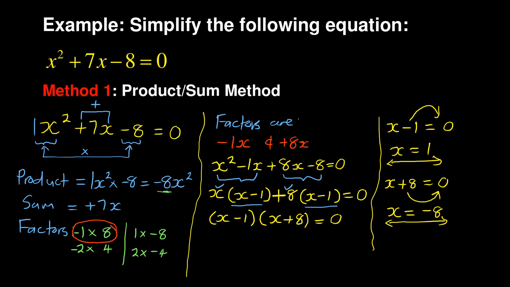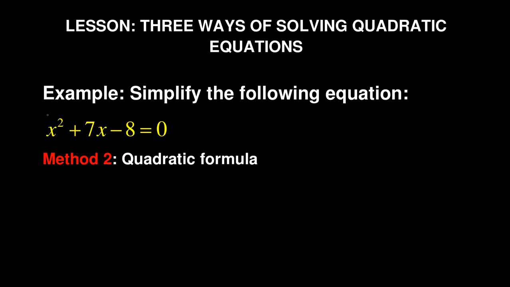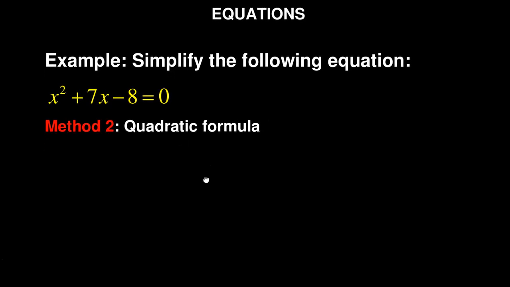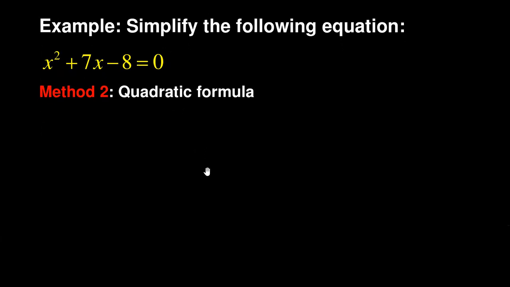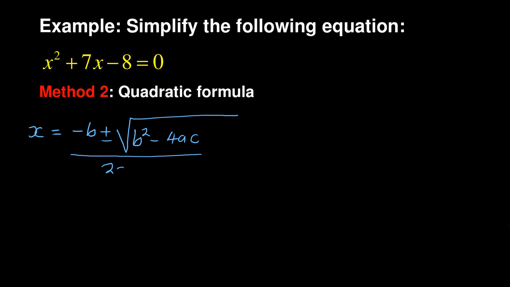Let us look at the second method of solving the similar question. Now we're looking at method 2, and method 2 uses the quadratic formula. Let me write down the quadratic formula. It is another way of solving this equation, and the quadratic formula says x is equal to minus b plus or minus square root of b squared minus 4ac, and then all over 2a.